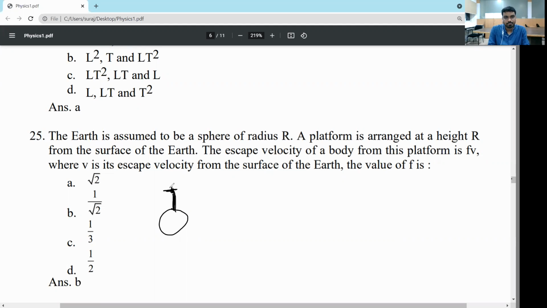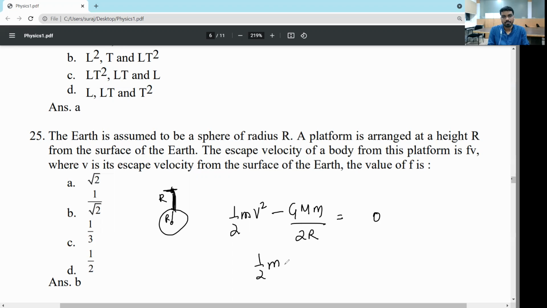Let us say v. Total energy at A is how much? Half m v square minus g m. The platform is arranged at a height r from the surface, so it is GM by 2r. Total height will be 2r. Now this is r, this is also r. Equal to escape velocity, right? So it should be 0.